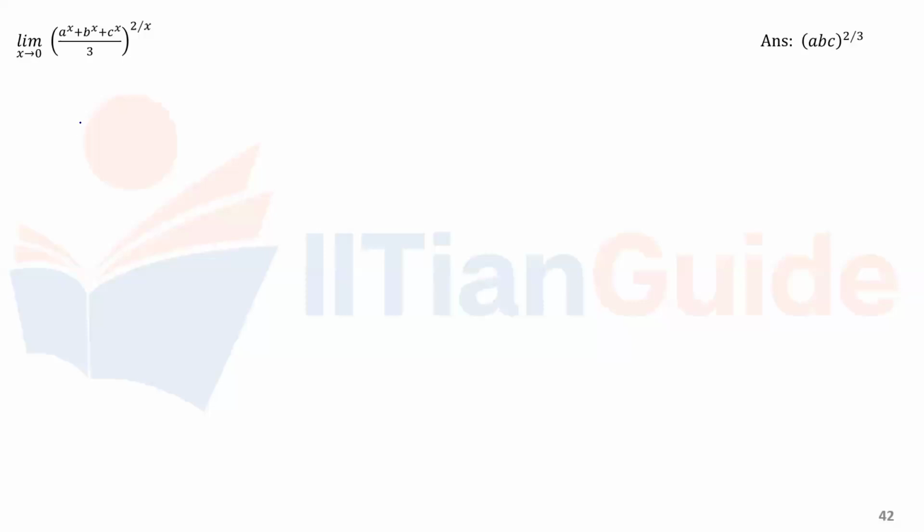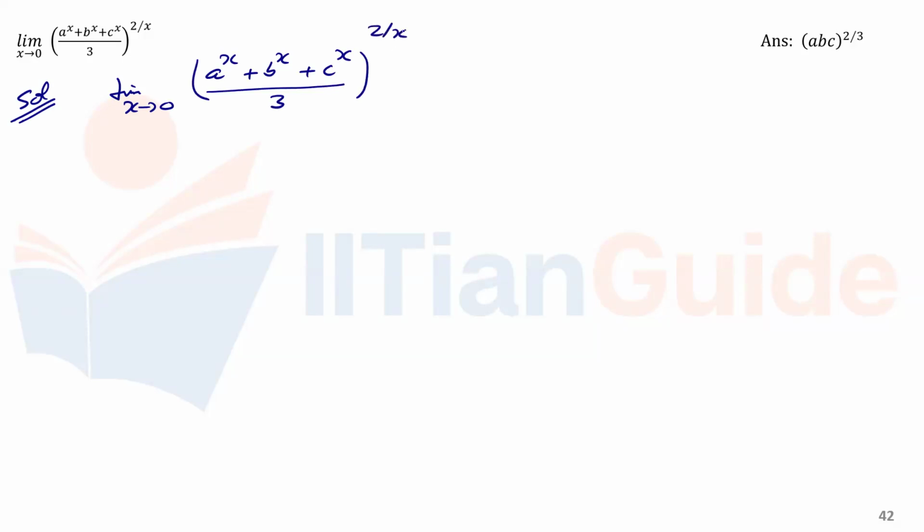Just a minute. करा दे रहा हूँ, अभी करा दे रहा हूँ. We have many methods to solve this question, but it is advisable to do it with L'Hospital. Just a minute. Limits extending to 0, we have a to the power x plus b to the power x plus c to the power x, everything divided by 3, whole power 2 by x. Okay, let's see in which form it is.